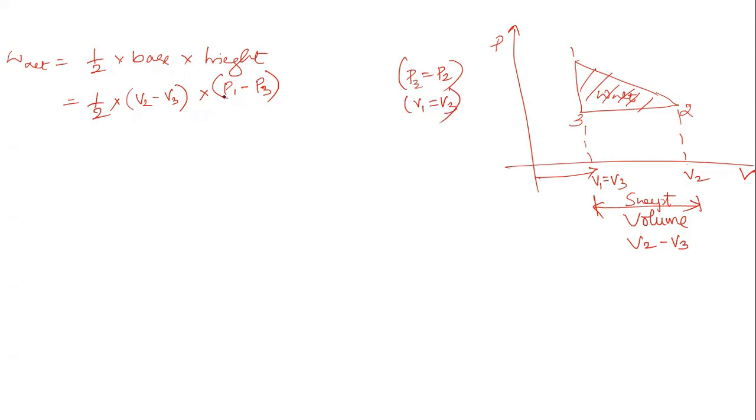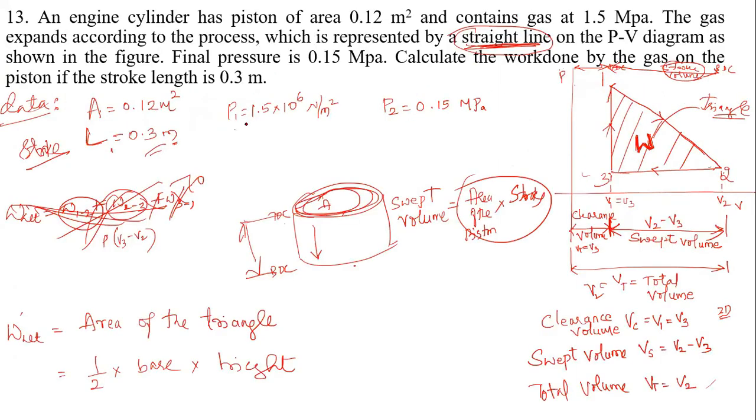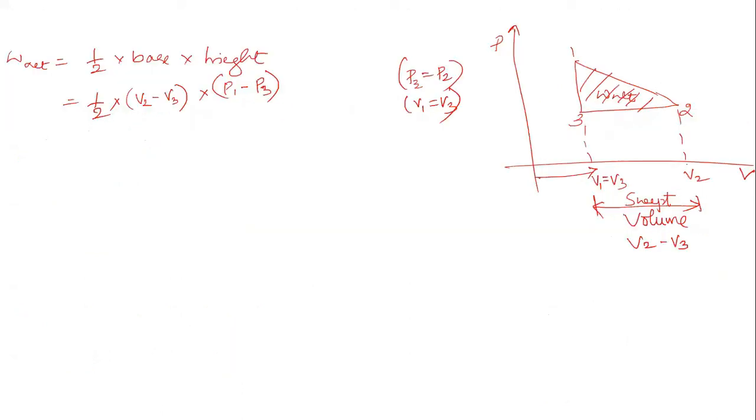Now here it is important. P1, is it given in the problem? P1 is given, yes, it is 1.5. P3 is also equal to P2. Yes, it is 0.15 into 10 to the power of 6 Newton per meter square. Now, P1 and P3 are known. What is this V2 minus V3? V2 minus V3 is the swept volume. This is nothing but swept volume.